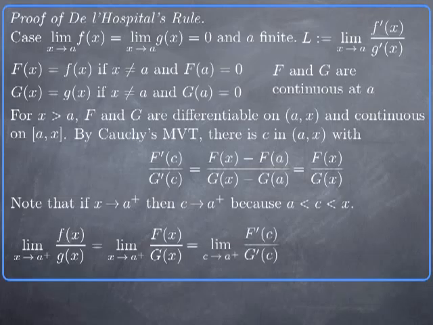And according to what I have obtained by Cauchy's mean value theorem, this limit of capital F over capital G can be rewritten as a limit as c is approaching a plus of f prime of c divided by g prime of c, where c of course depends on x. But now capital F prime coincides with little f prime and capital G prime with little g prime, so we get the limit at a plus of f prime over g prime, which is L.